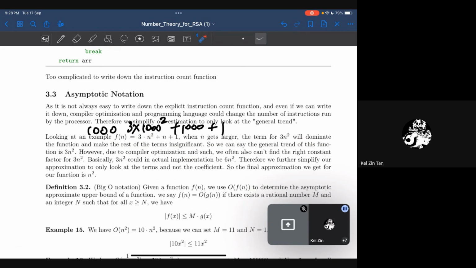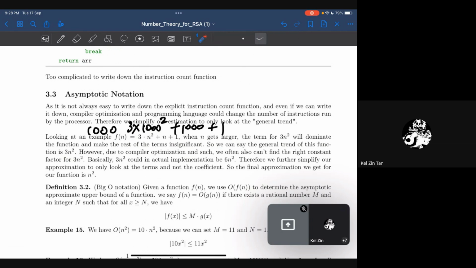Because we know the largest term will dominate the function and make the rest of the terms insignificant in the grand scheme of things, we can say that the general trend of this function is 3n squared, right? So the number of instructions should grow around 3n squared. That's what we're trying to say.